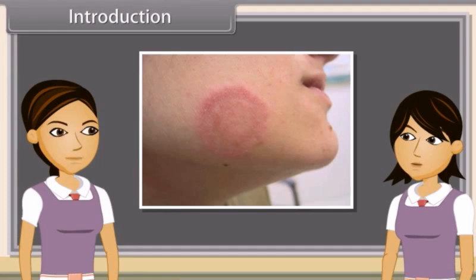Oh, poor Rita. Thank God I am completely healthy. Just being free from disease does not mean that you are completely healthy. What do you mean? Health and disease are interrelated, but there are other factors that determine the health of a person. Let me explain this to you in detail.